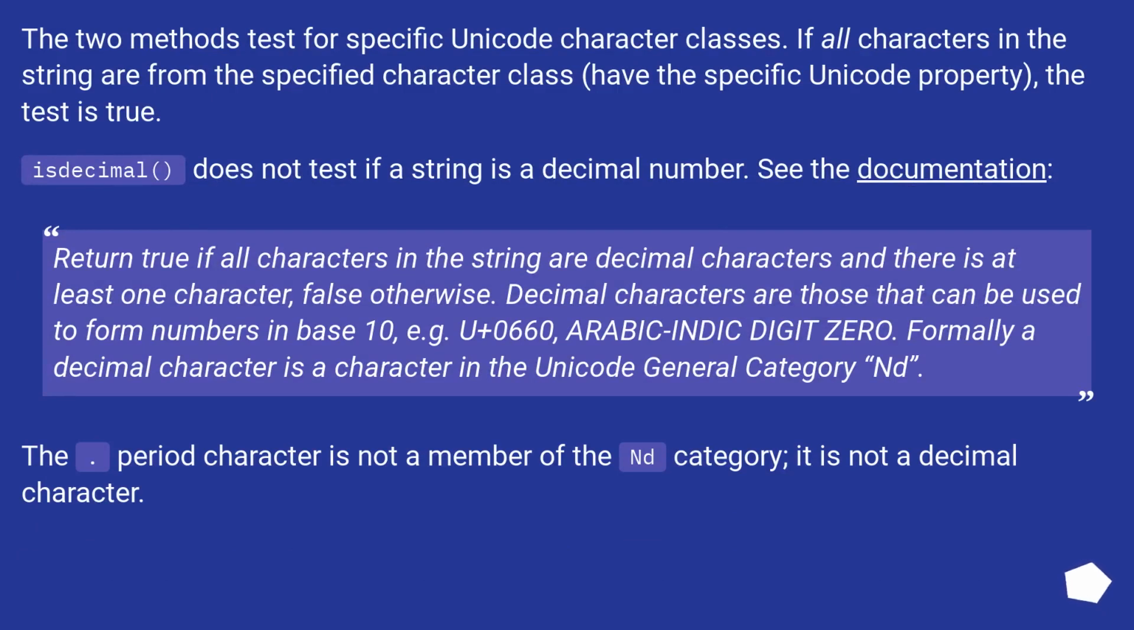The two methods test for specific Unicode character classes. If all characters in the string are from the specified character class, have the specific Unicode property, the test is true. Isdecimal does not test if a string is a decimal number.